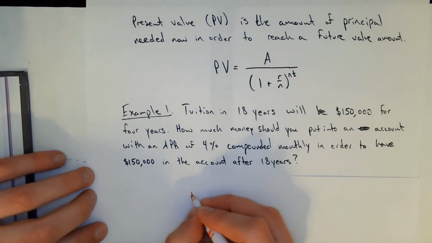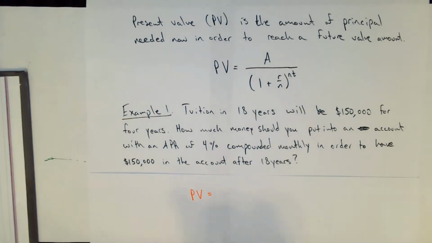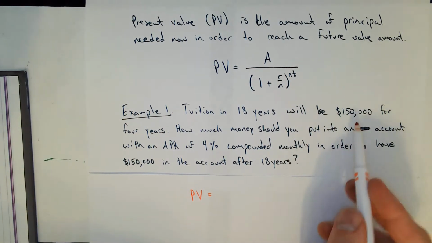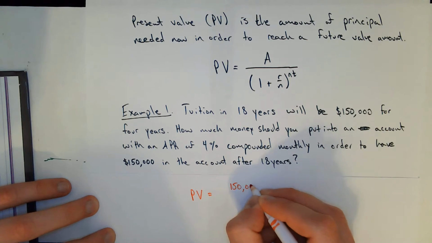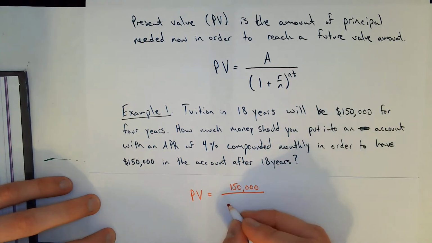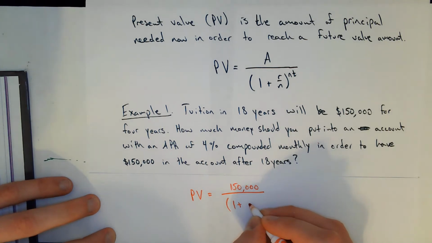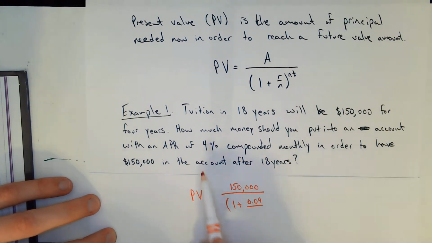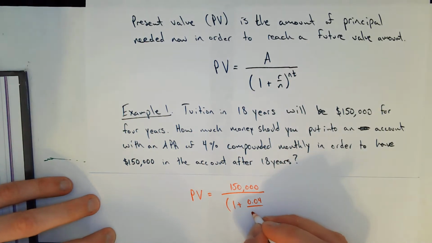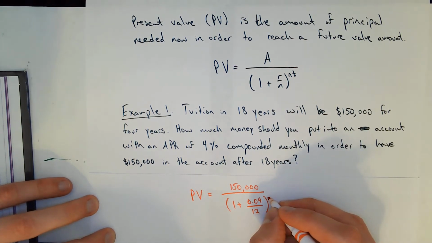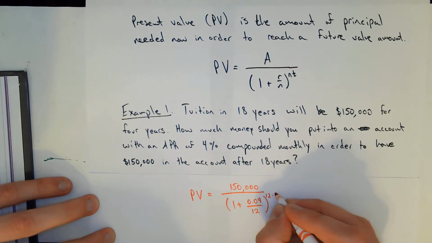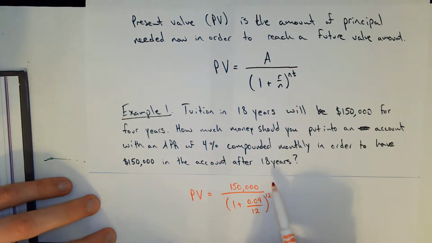We want to know what is the present value you need to go ahead and drop into this account right now in order to have this much in the account after 18 years. So we're going to say our goal is 150,000. That's the amount in the account that we desire, right? Over 1 plus our rate, which is 0.04, always remembering to write that percent as a decimal, over n, which is the number of compounding periods, so monthly means it's happening 12 times per year, so n is 12. And then up in the exponent position, we have n times t, which is 12 times 18, because t is 18.